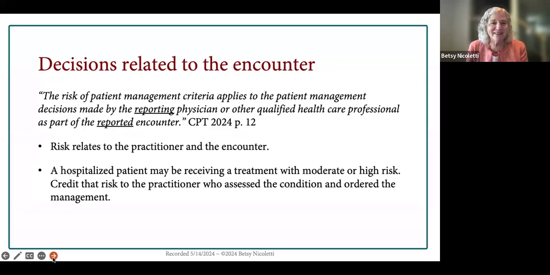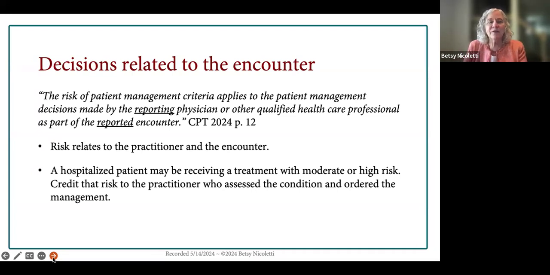CPT goes on to say, and this isn't new, that the risk of patient management applies to patient management decisions made by the reporting physician or qualified healthcare professional as part of the reported encounter. And of course, I've underlined those. CPT doesn't underline things. So the risk when we're evaluating an evaluation and management service relates to the reporting practitioner and the reported encounter.